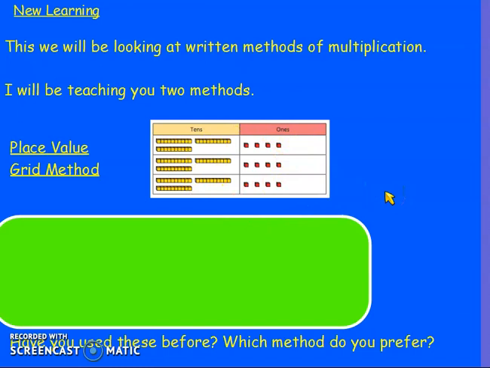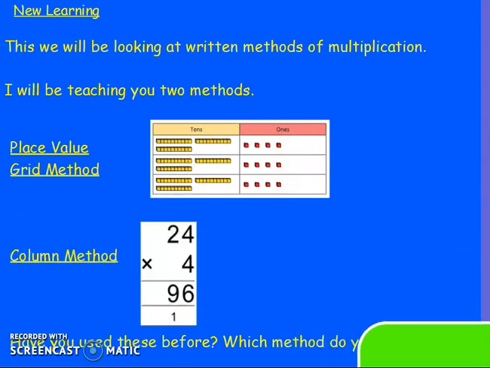The second method I will be teaching you is the column method multiplication. And here's an example of what one might look like on the board. Pause the screen and have a think. Have you used these methods before? Have you seen them before? And which one do you prefer? Press play when you're ready to start.